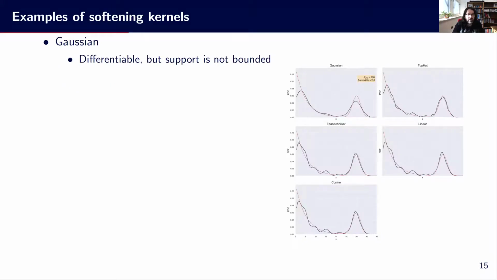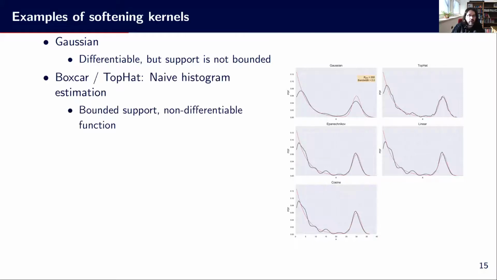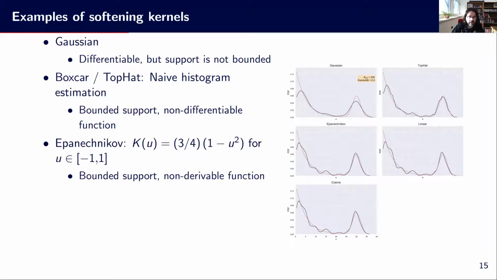So we have different possible smoothing kernels usable. We know the Gaussian one, so it is differentiable, but the support is not bounded. We have what we call the boxcar, top hat, or squared kernel. So this is basically the naive histogram kernel that we saw before. The support is bounded here, but the function is not differentiable because we have these big discontinuities at plus or minus h. So this limits us in some ways.